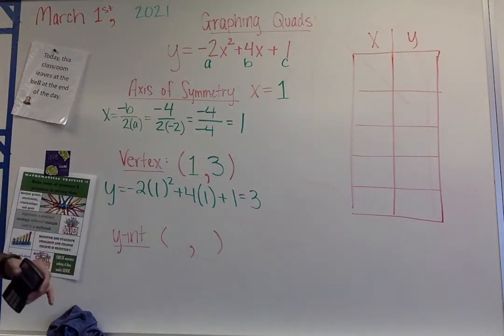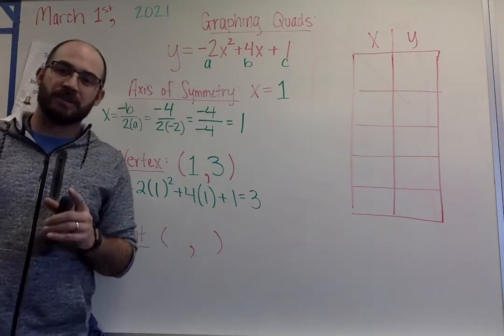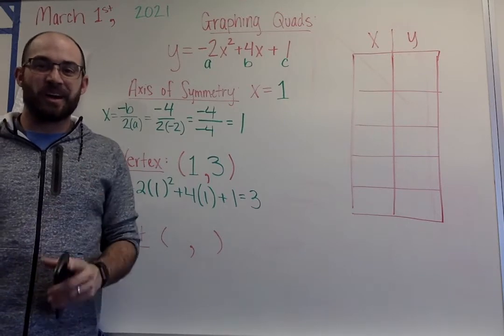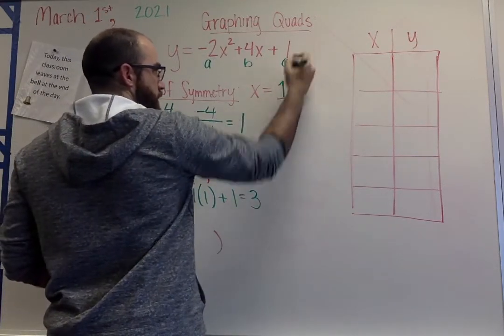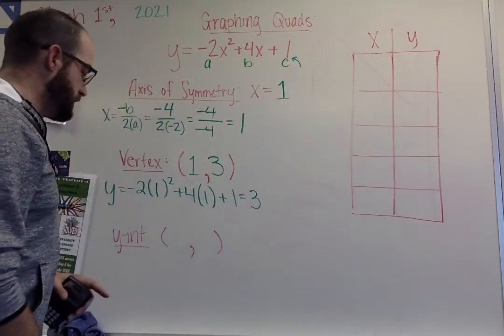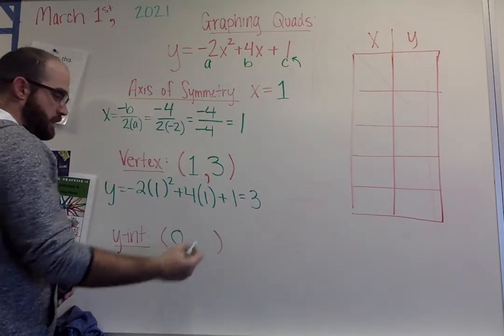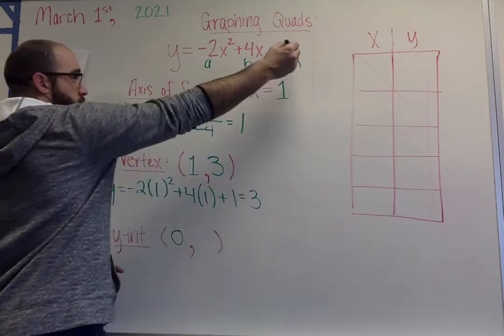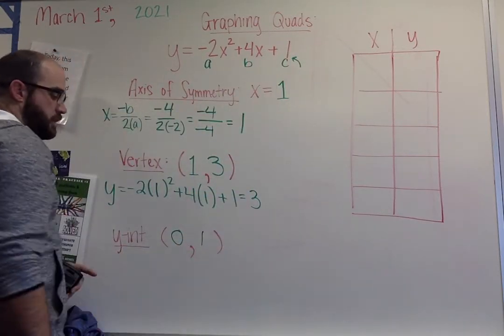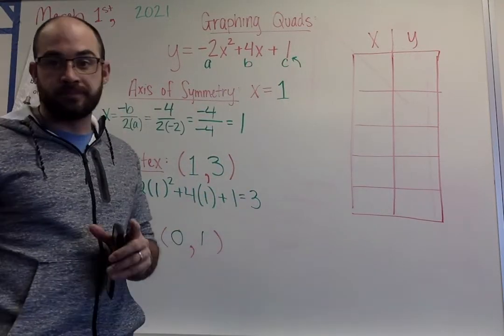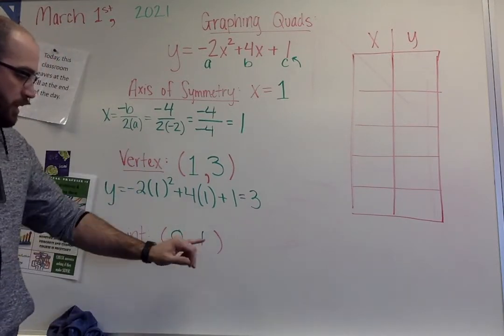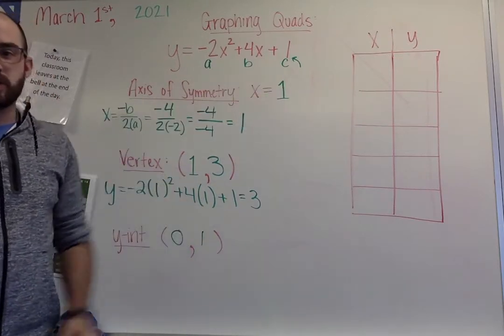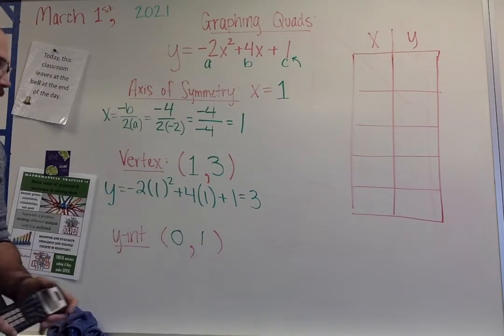Our y-intercept is probably the easiest thing that you're going to do for this. Our y-intercept is whatever our c value is. My y-intercept is always (0, whatever our c value is), and here c is 1. So it is (0, 1). Okay, it's really, really nice, really, really easy. It is always going to be 0, comma, and then whatever your c value is for your y-intercept.